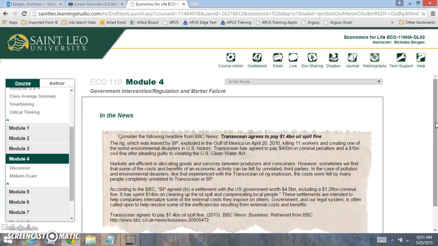In Module 4 we're looking at government intervention, regulation, and market failure. You'll notice that in this section we're going to be focusing on how the government gets involved to bring about solutions that are available in the market.